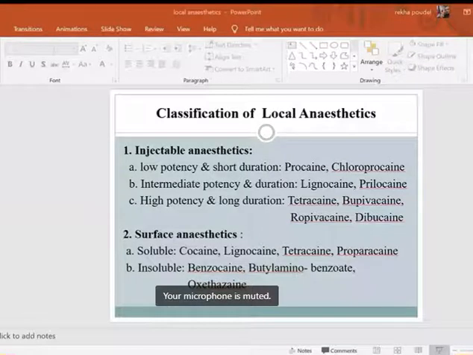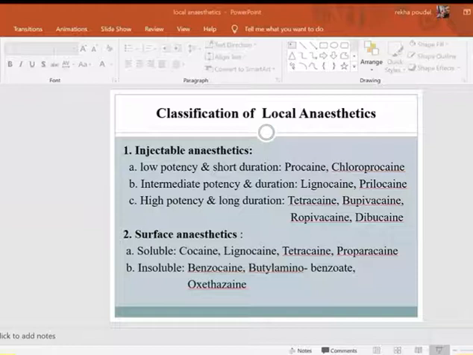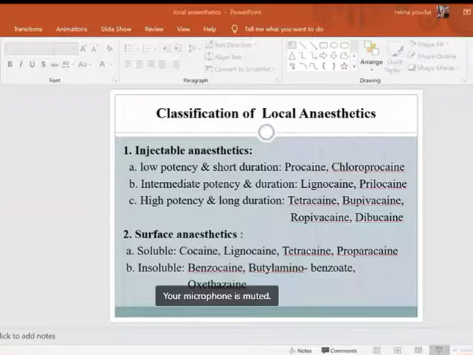Those having intermediate potency and intermediate duration are lignocaine and prilocaine, whereas those having high potency and long duration of action are tetracaine, bupivacaine, ropivacaine, and dibucaine. Whereas in surface anesthetics, there are two forms: soluble form and insoluble form. The soluble form contains cocaine, lignocaine, tetracaine, and proparacaine, whereas the insoluble form contains benzocaine, butyl aminobenzoate, and oxethazaine.